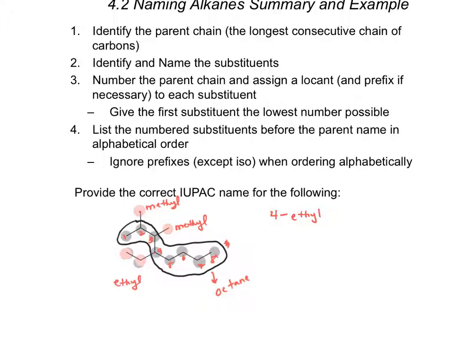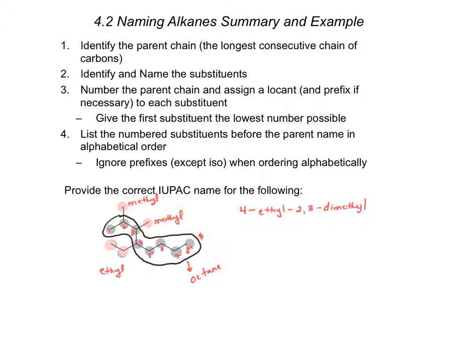Now we're ready for the methyls, right? How many do we have? There are 2. Where are they at? They're at the 2 and 3 position. So letter from a number, we always use a dash. When we have 2 numbers, we just separate them via comma. So 2,3, and then what is the prefix for 2? Di. So this is 2,3-dimethyl. And then those are all of our substituents. Now we're ready just to move into the parent, octane. 4-ethyl-2,3-dimethyloctane.